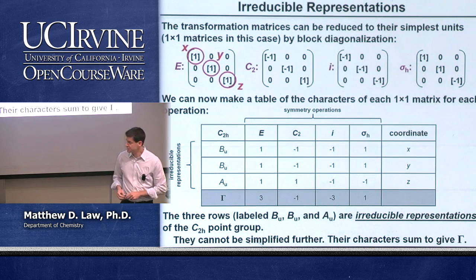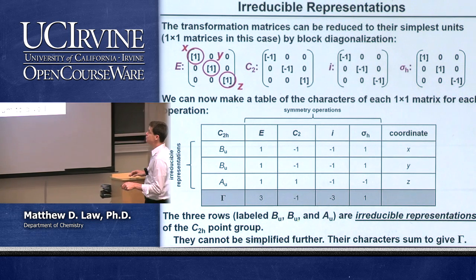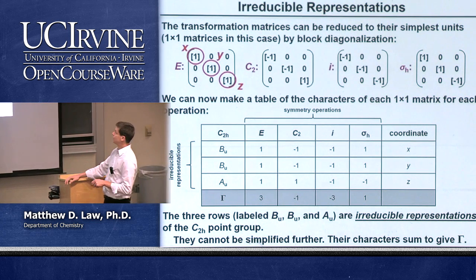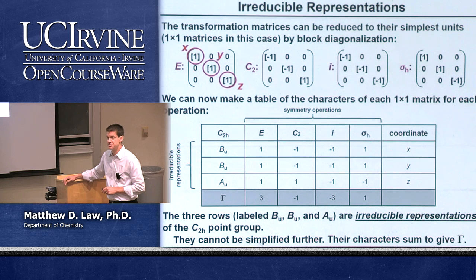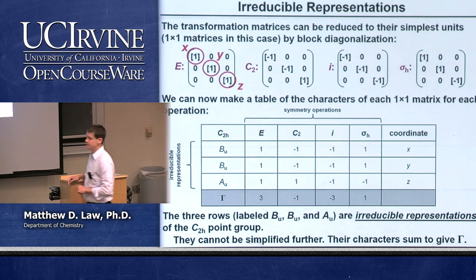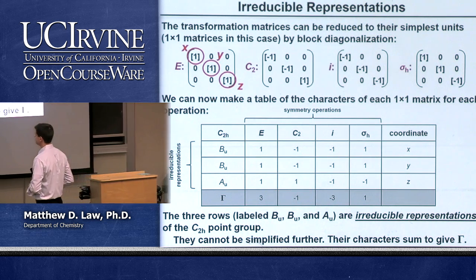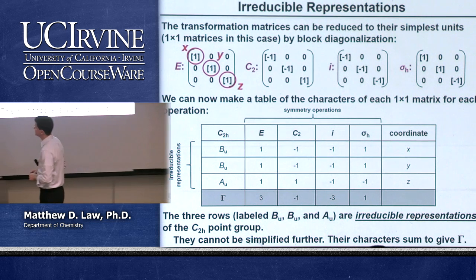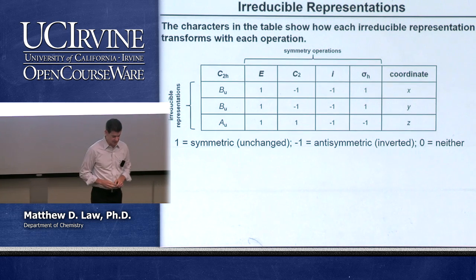So these three rows, as I mentioned, in this case BU, BU, and AU, are irreducible representations of the C2H point group. That's the language we would use. They can't be further simplified because they're just one-by-one matrices. Okay, there's no way that we can get more simple than that. All right. So who cares? What are we going to do with these things?